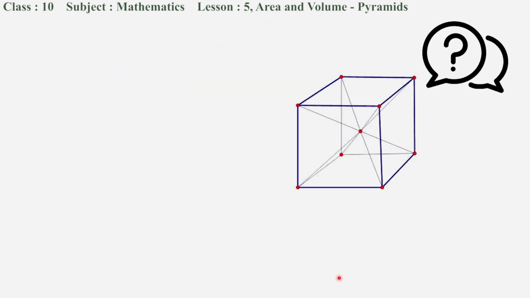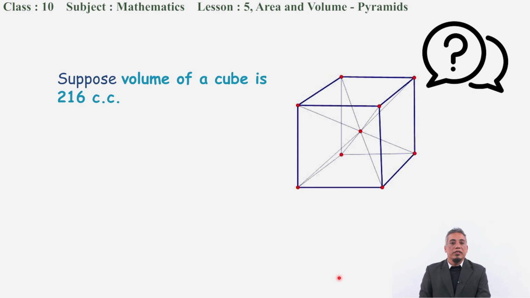Now we take another question. Here you have seen a cube which will be cut into pyramids. Suppose the volume of a cube is 216 cc. Here cc means, yes, cubic centimeters.